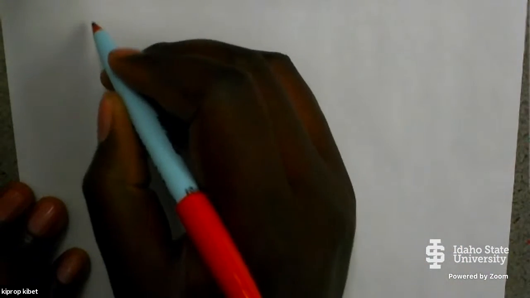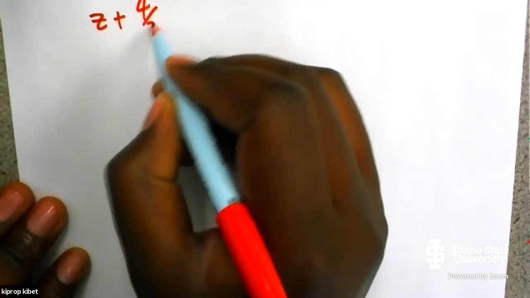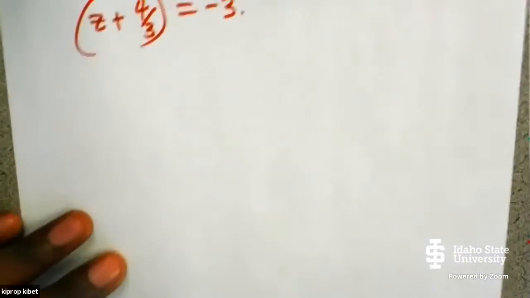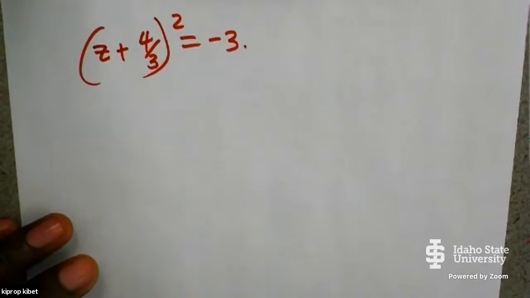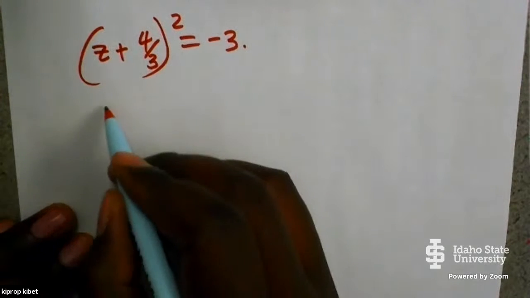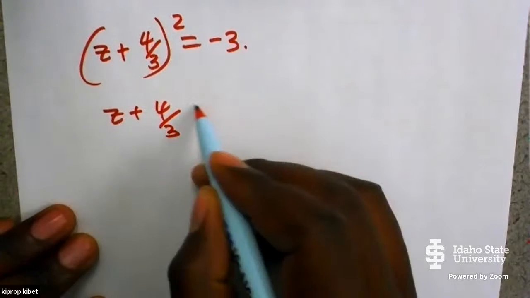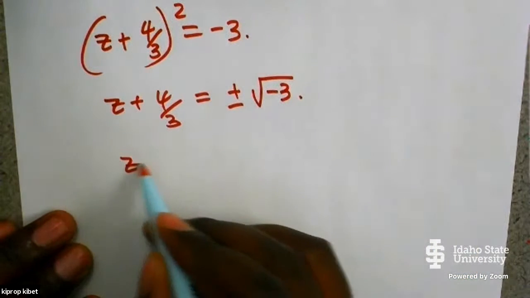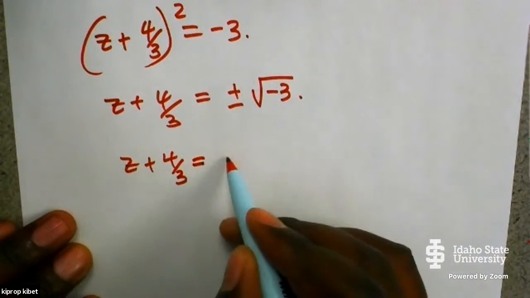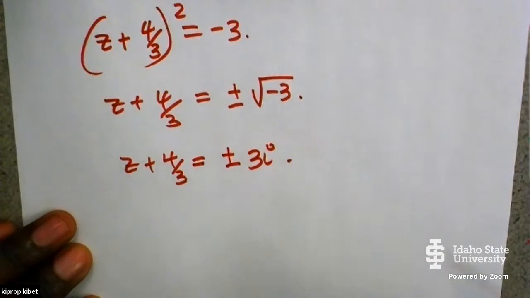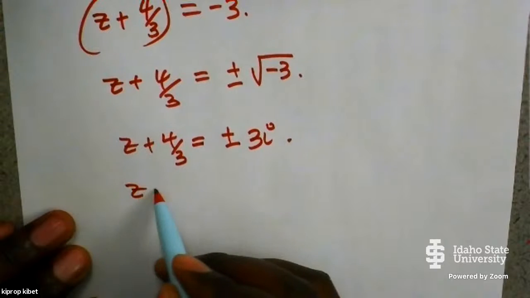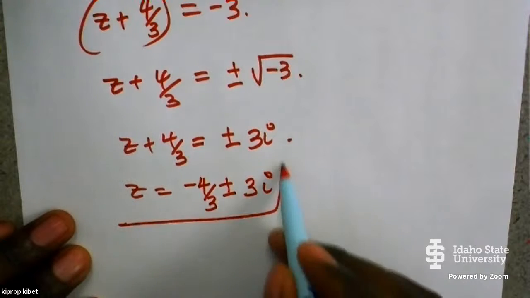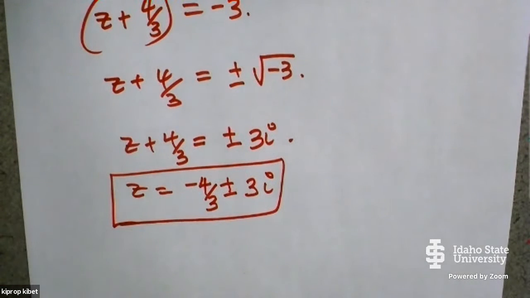Another example, let's say you're given (z plus 4) all over 3, squared, equals minus 3. This is similar to the previous one. So this is the same as (z plus 4) all over 3 equals plus or minus the square root of minus 3. So (z plus 4) all over 3 equals plus or minus 3i. So z equals minus 4 all over 3 plus or minus 3i.